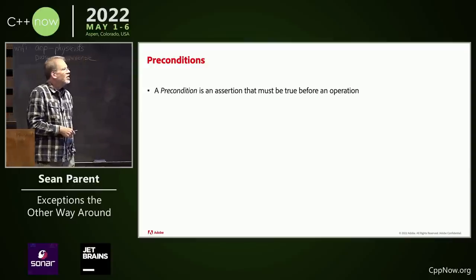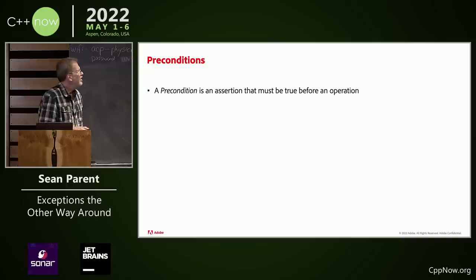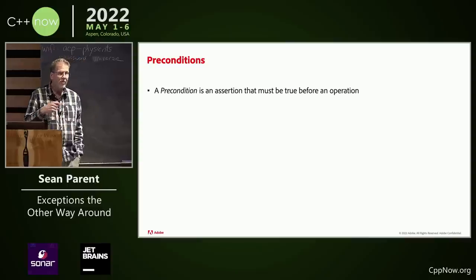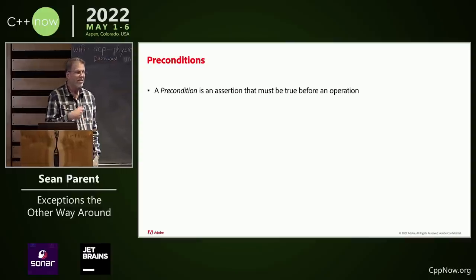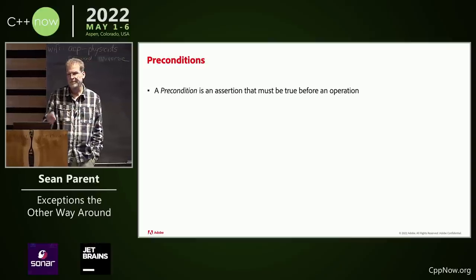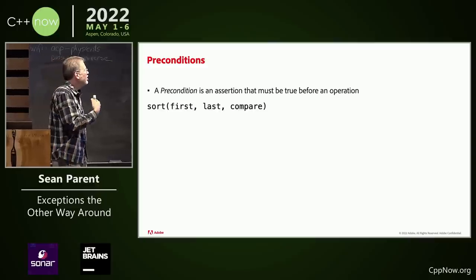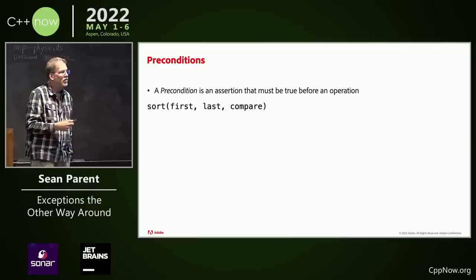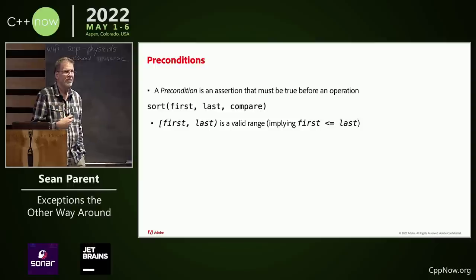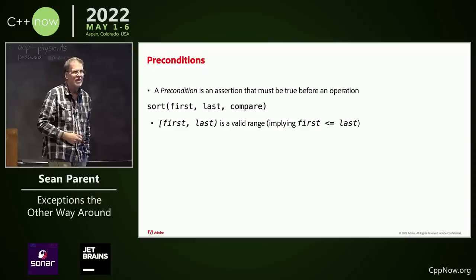So let's dig into a precondition a little more. A precondition is an assertion that must be true before an operation. Usually when we're using it, what we're talking about is the arguments to the function, but it also applies to the state of the machine. So for example, sort. If we have a function sort(first, last, compare), we're going to have a set of preconditions on this. That the range first to last is a valid range, implying that first is less than or equal to last.